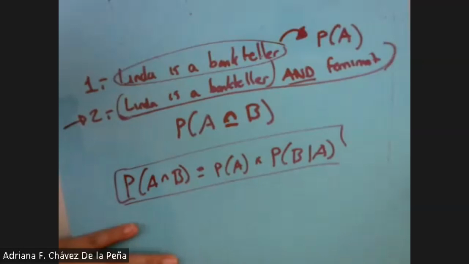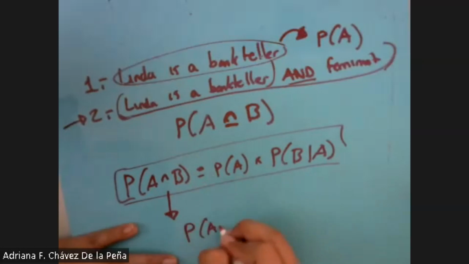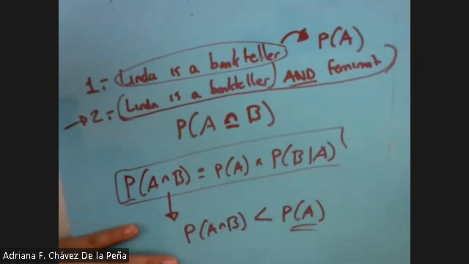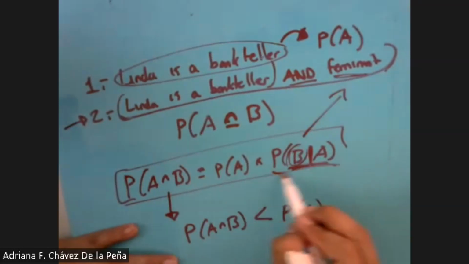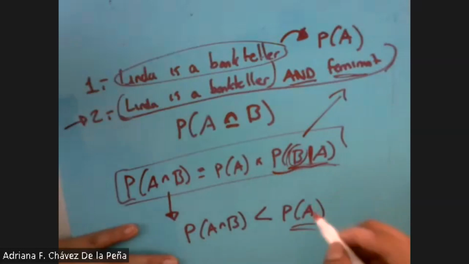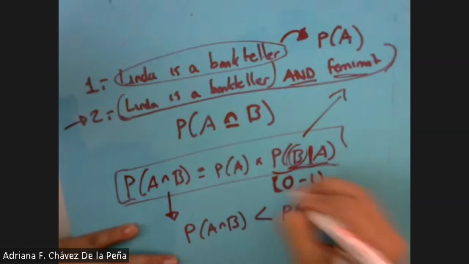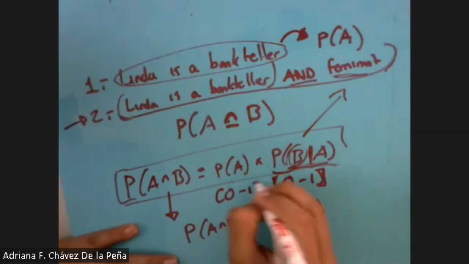And here, without going any further, we should already be able to tell that this is necessarily going to be smaller than the marginal probability that Linda is a bank teller. Why is that? Well, because we know that all probabilities are numbers that live between 0 and 1, even if they are conditional probabilities. Regardless of the fact that this is a conditional probability, this should also be a number that lives in the range 0 to 1, similar to P of A.